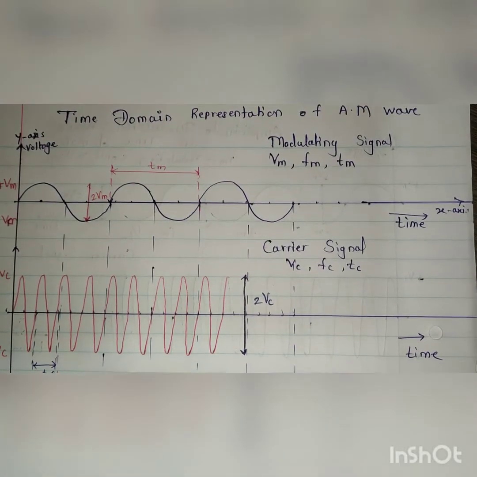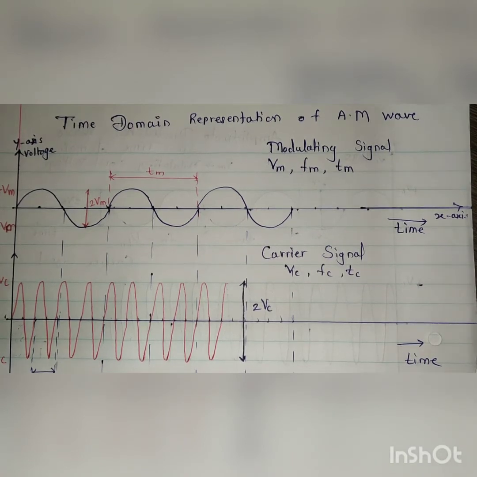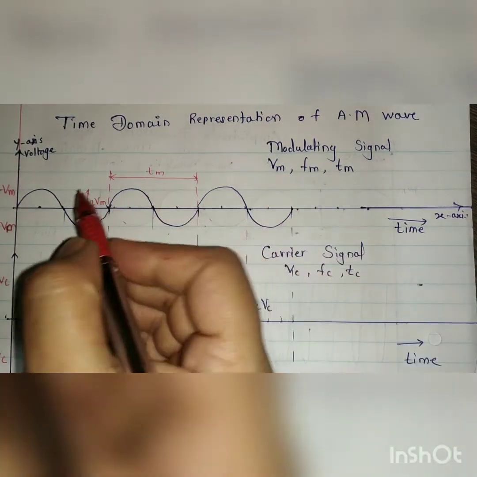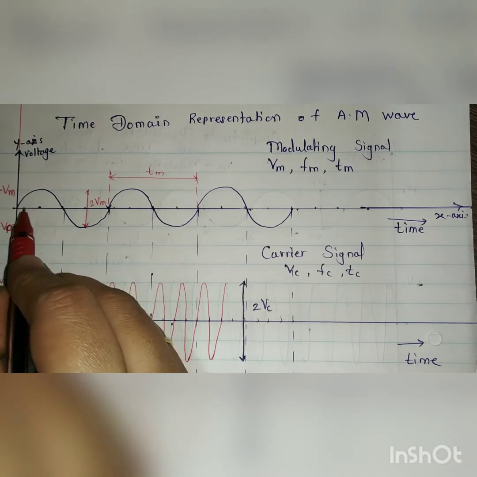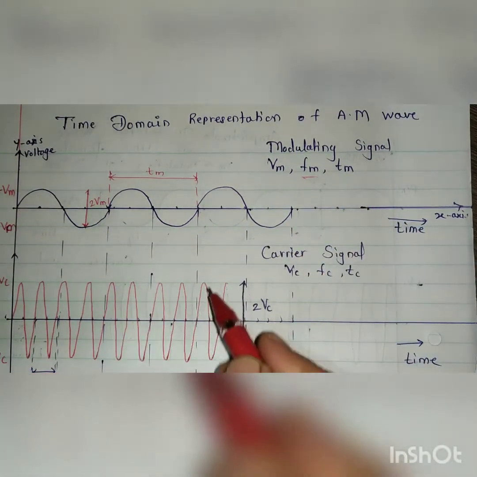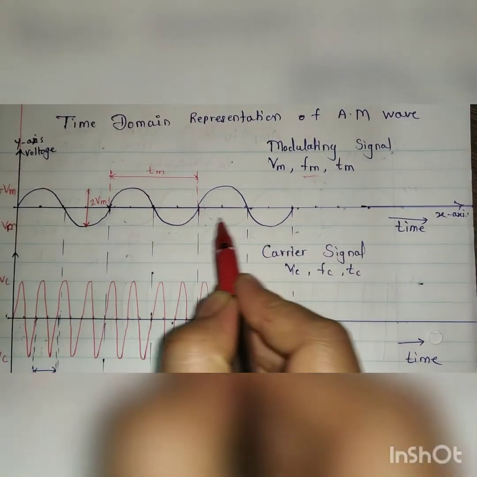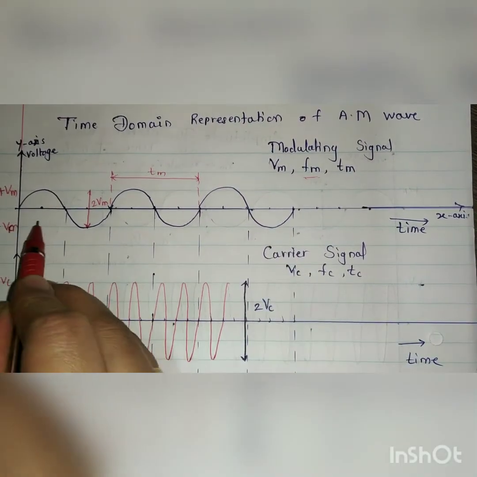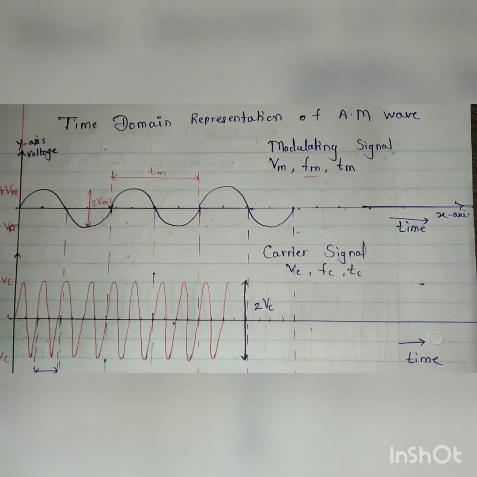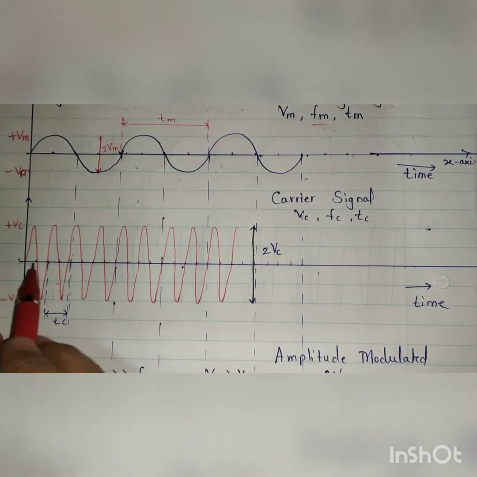Today we are going to see time domain representation of AM wave. Now here I have drawn modulating signal and carrier signal. Modulating signal should be with frequency FM, which should be very less than carrier frequency. So here I have drawn modulating signal with less frequency, so time period is more. Similarly, I have drawn carrier signal with high frequency.